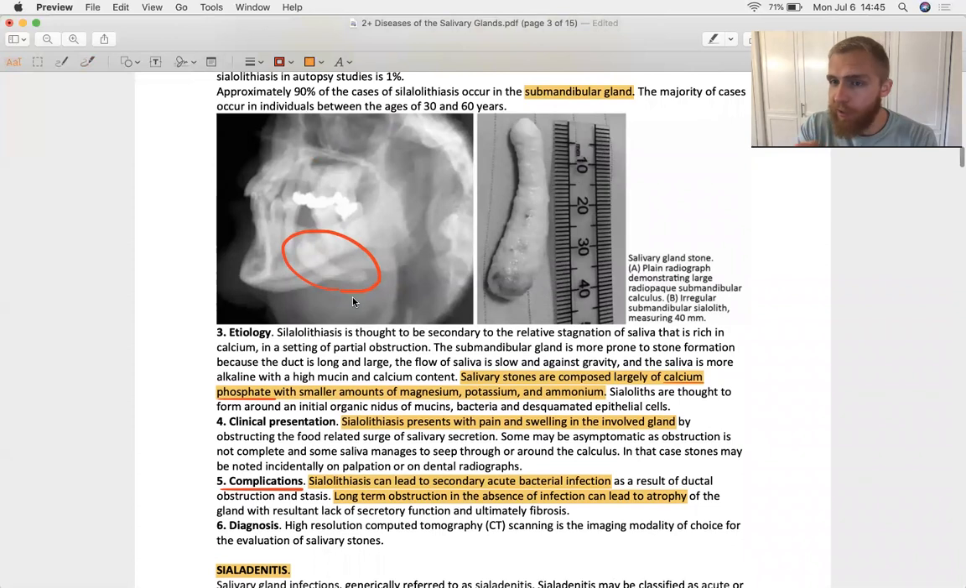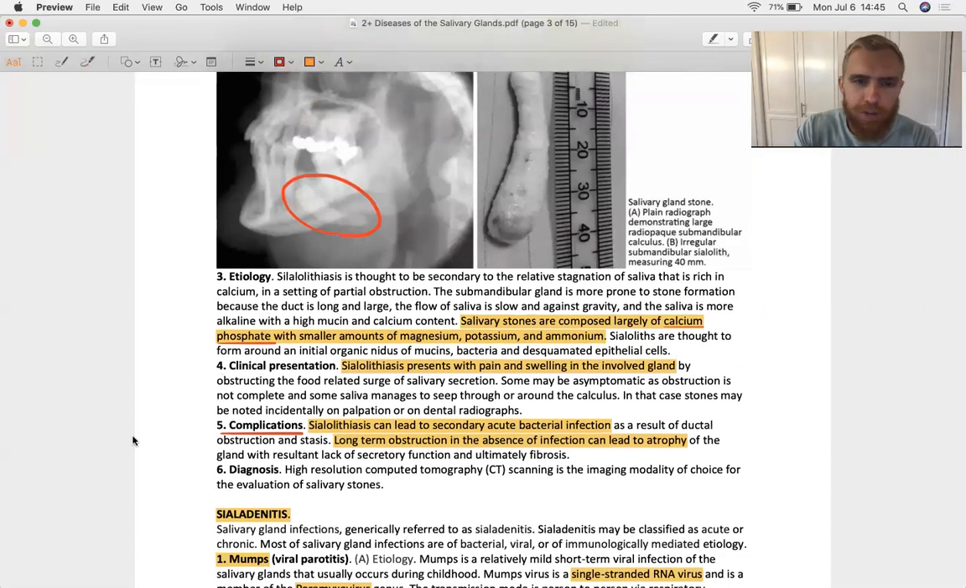And because this is a calcium phosphate stone, you're going to see it instantly on an X-ray or CT. You don't even have to be a doctor. You may be a medical student and see this thing.